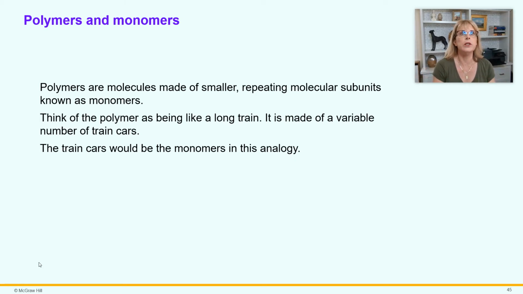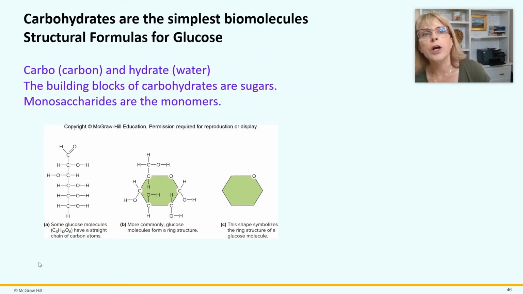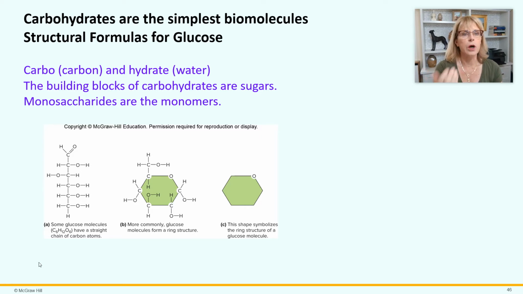Some people, instead of thinking of a train, think of a necklace being the polymer and the beads that make up the necklace as being the monomers. Now, the monomers are not atoms. The monomers are molecules themselves. They're just smaller molecules. So carbohydrates are the simplest of the biomolecules, and these are structural formulas for glucose. And I'm showing them for a reason, because it's going to be on exam 1. All right. So let's talk about carbohydrates.